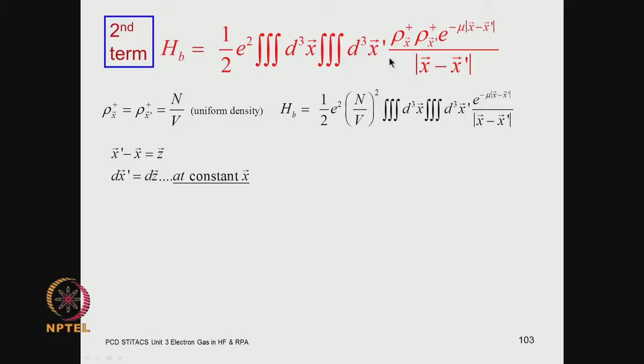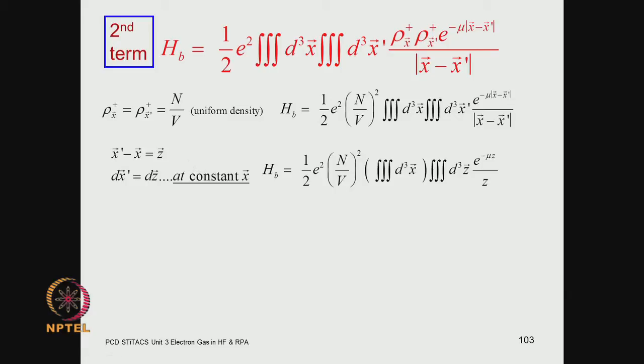Now, to handle this integral, I will introduce a new variable z, which is the difference x prime minus x, so that at a given value of x, dx prime will be the same as dz. Okay? So, this transformation makes it very easy for us to evaluate this integral. Now this integral is written in terms of, instead of x and x prime, integration over x and z, where z is defined like this.